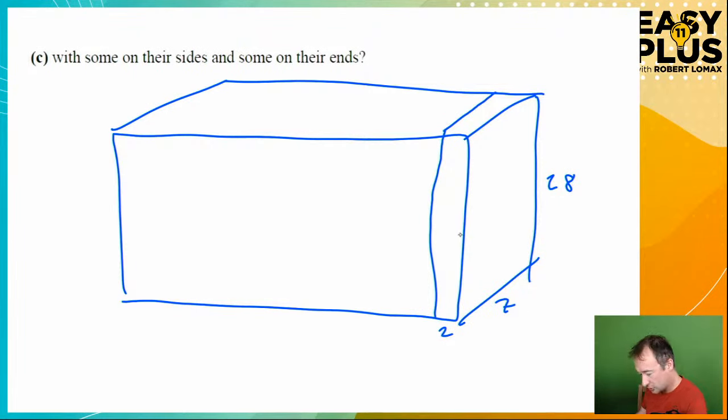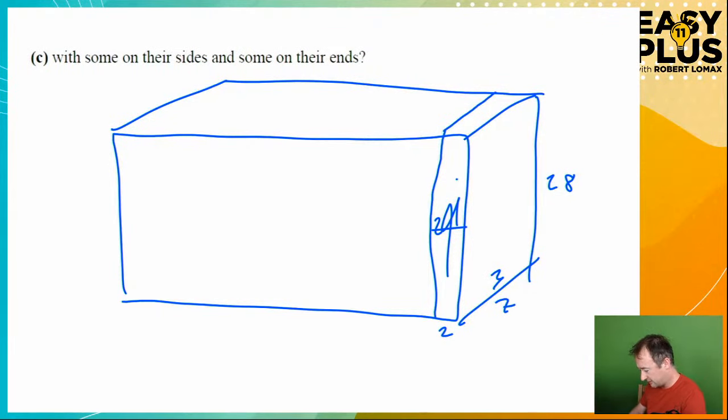We can fit 2 standing up on their ends here. So 2 in that direction, 1, 2. Okay, and remember we can fit 3 in this direction, and we can only fit 1 across this way. It's the whole point. It's only 2 centimeters thick. So we can fit 2 times 3, that's another 6.